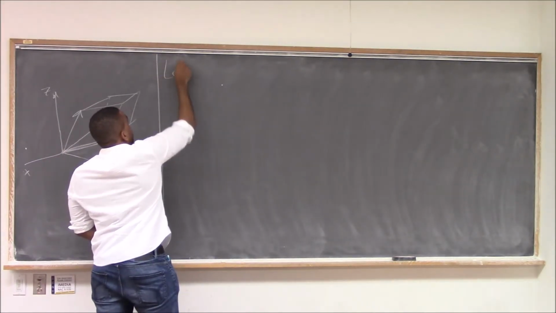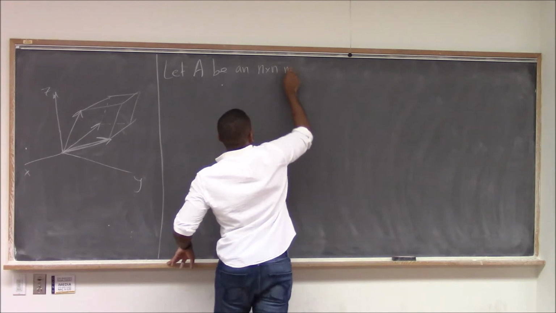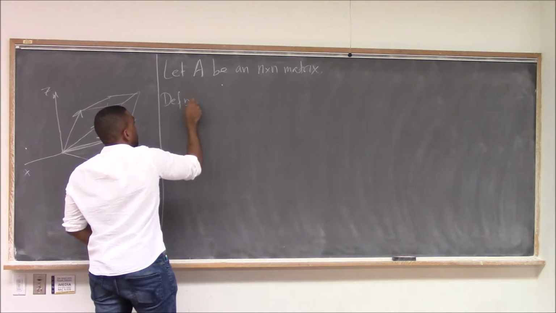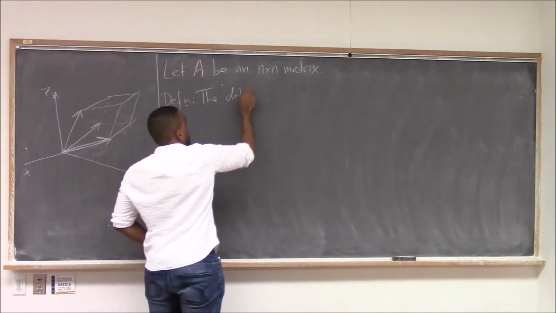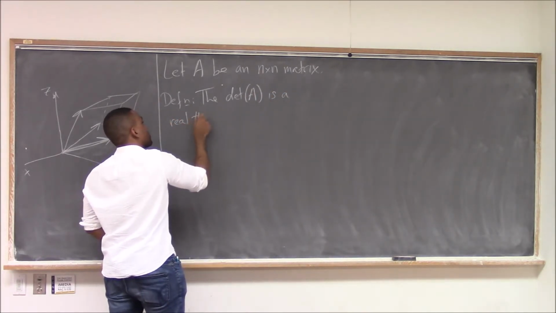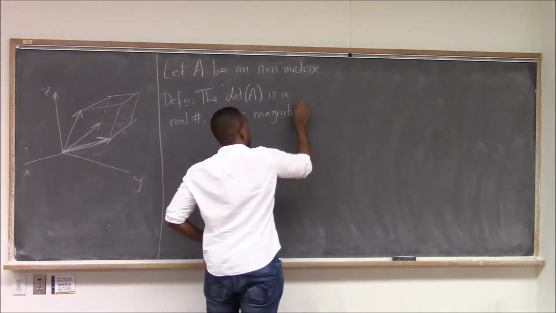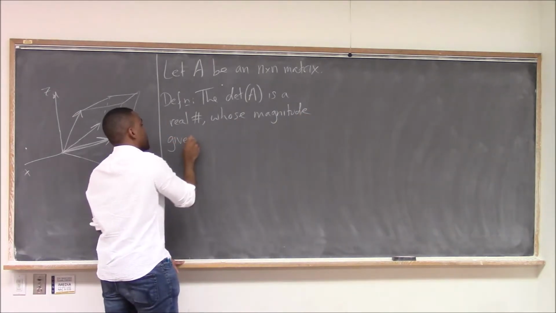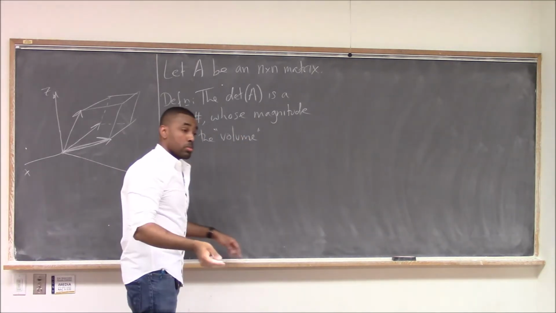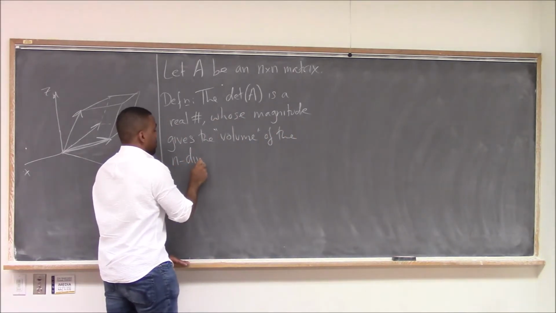So let A be an n by n matrix. Then definition. The determinant of A is a real number whose magnitude gives the volume, or hypervolume if it's more than 3 dimensions, of the n-dimensional parallelepiped.